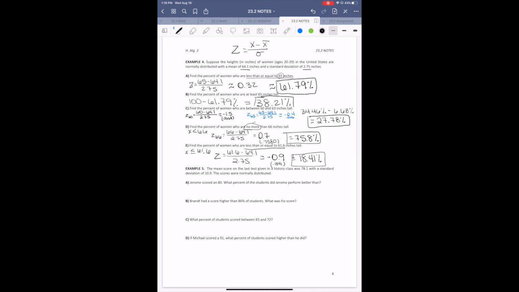All right, so we did example 4 together, all of it finding z-score and applying it to identify percentage of data. Go ahead and do example 5, A, B, C, and D. Find the z-scores, find the percentages, and then come back and check your answers.